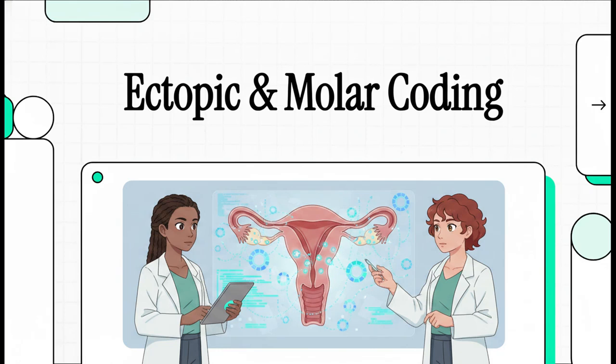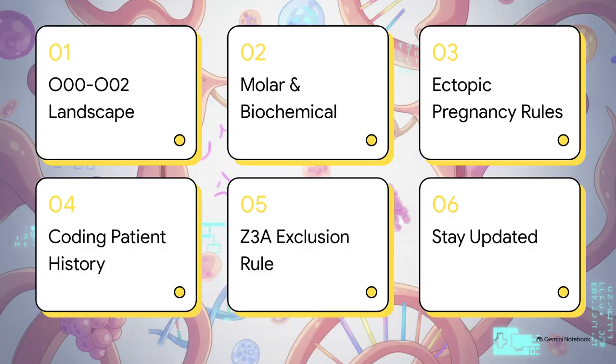All right, let's jump right into this explainer and demystify the complex ICD-10-CM coding rules for abnormal products of conception. If you've ever found yourself staring at a patient's chart, scratching your head, trying to figure out exactly which characters to use for an ectopic or molar pregnancy, well, you're definitely in the right place. Today, we're going to break down these guidelines step by step so you can code these encounters with absolute confidence and precision. Here is our agenda for today.